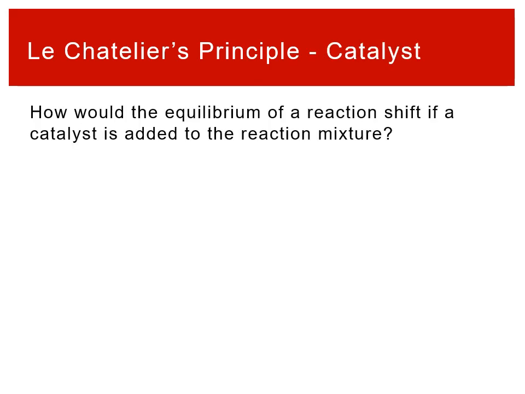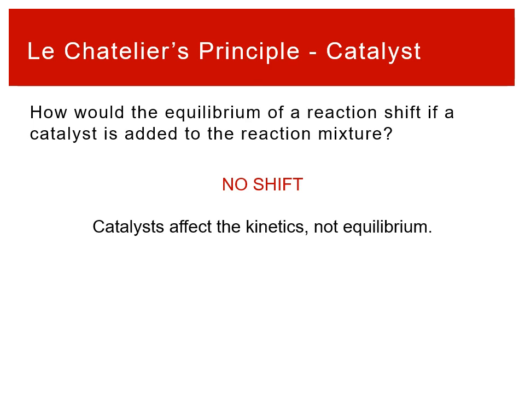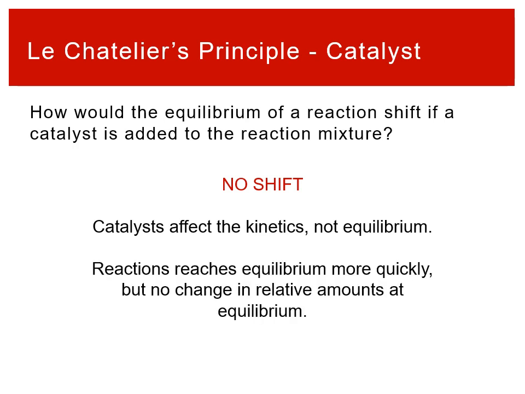One final thing we want to think about, how would the equilibrium of a reaction shift if a catalyst is added to the reaction mixture? So we're adding a catalyst. We know that affects the kinetics of a reaction. It doesn't do anything to the equilibrium. So equilibrium is what will be there once equilibrium is reached. A catalyst just means you reach equilibrium faster. So you reach the equilibrium faster, but the relative amounts won't change. It does not affect the value of Kc.